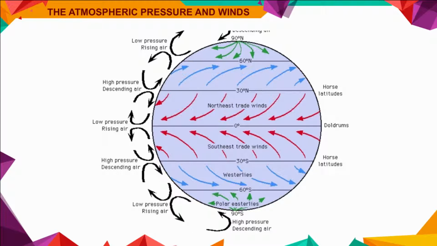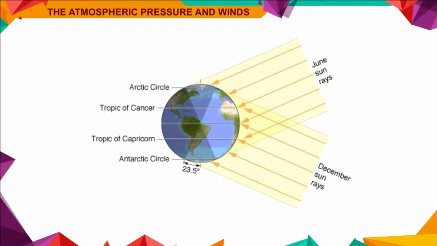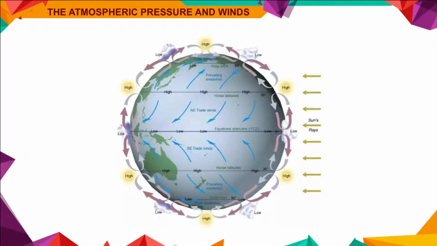All these pressure belts are not permanent in character. They keep shifting to the north and south with the movement of the sun. It is the temperature which controls the pressure belts. When the sun moves from one tropic to another, the pressure belts also do the same. This is known as shifting of the pressure belts.